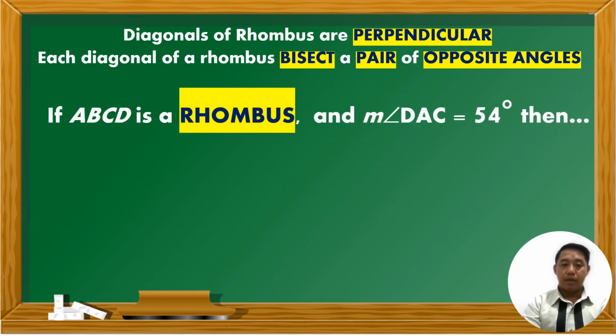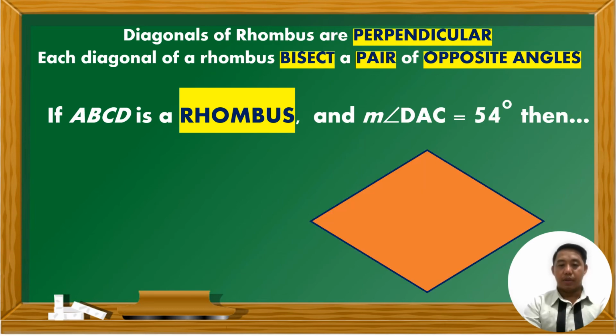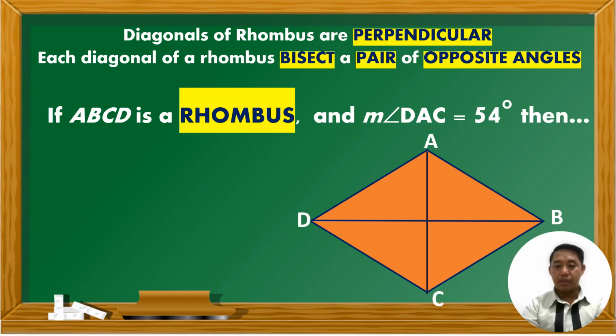If ABCD is a rhombus and the measurement of angle DEC is 54 degrees, then so yeah. So we have ABCD. Again, hindi nyo kalimutan guys, no? Yung pag-name natin doon sa quadrilaterals o sa parallelogram or any quadrilateral, it should be consecutive din yung mga vertices na yan. Hindi pwede yung DBAC. Okay? So measurement of angle DAC.